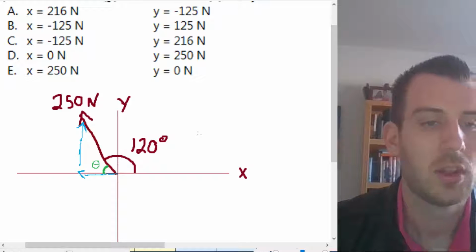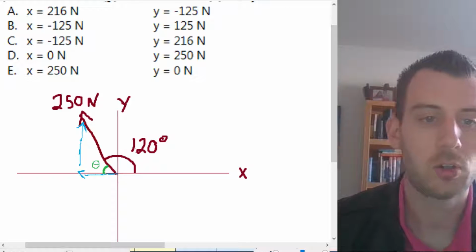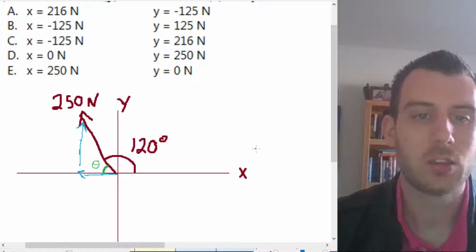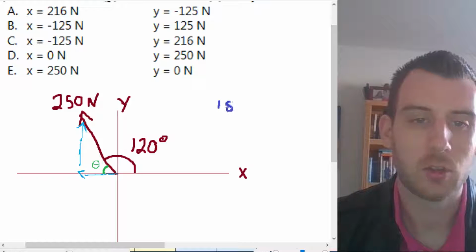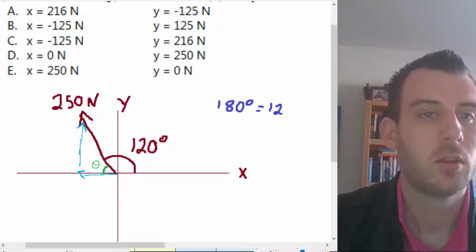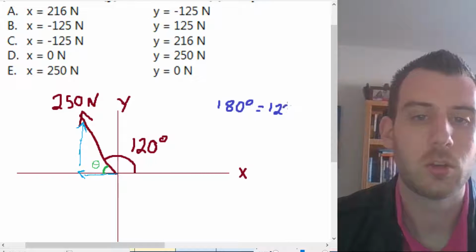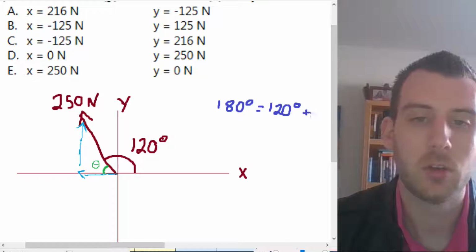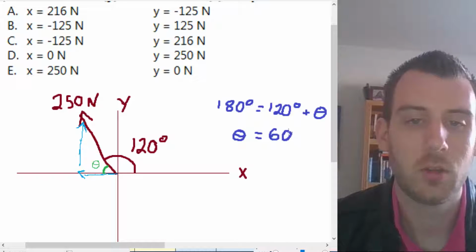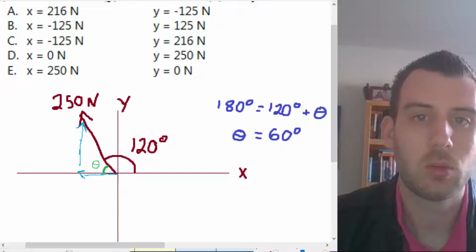There we go. If I was going to talk about theta, I know that 120 degrees plus my theta gets me an entirely straight line. So I could write over here that the straight line's angle, which is 180 degrees, must be equal to the 120 degree angle plus my unknown angle theta, which if I just do some simple arithmetic is going to get me to a 60 degree angle. Alright, so I've got a 60 degree angle right in here.